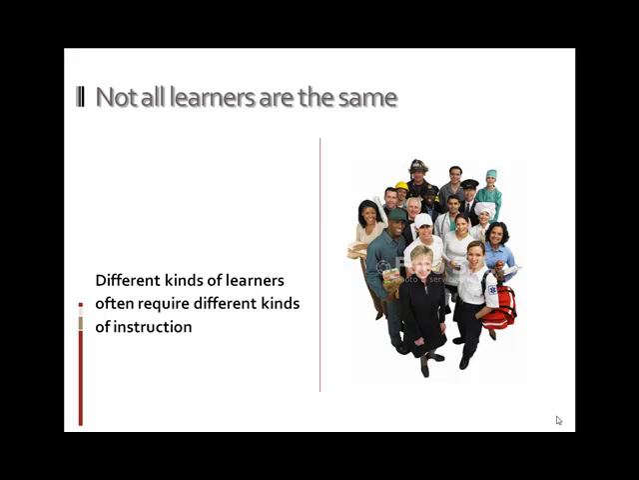Now, not all learners are the same. Different kinds of learners will often require different kinds of instruction. For example, if you were teaching some technology to a group of executives and to their secretaries, you would probably have to spend more time with the executives because the secretaries probably already know the technology better because they use it on a day-to-day basis, whereas the executives usually have the secretaries do it for them. So in this case, the executives would probably need more training.